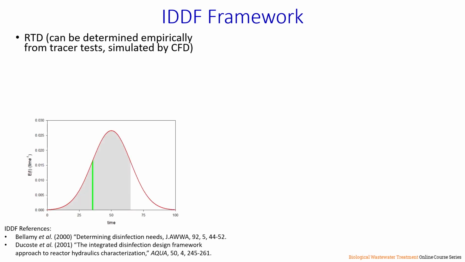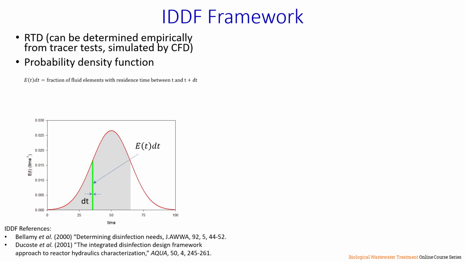Here's a conceptual illustration of a residence time distribution function. By definition, it is a probability density function. That means several things. First, it means that this product, E of t dt, which is represented schematically by the green stripe in this figure, represents the fraction of fluid elements that have a residence time between t and t plus dt.